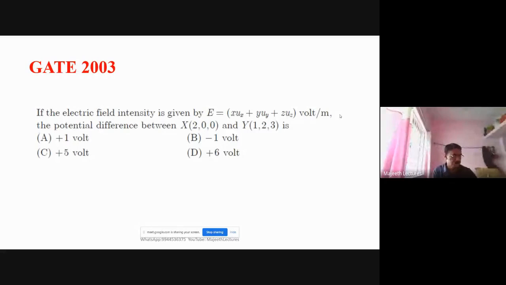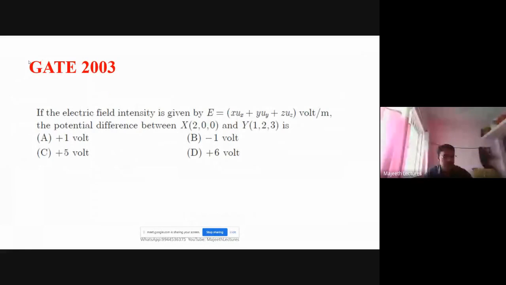What is this question? This question they have asked in the exam, so let us see this. We have some problem, so let us start. I told you already that relating E and V, they will ask one question. The question is: if the electric field intensity is given by E is equal to x ux, uy, uz volt per meter, where ux is the unit vector, what is the potential difference between x and y? They gave E and ask us to find the potential difference between x and y.